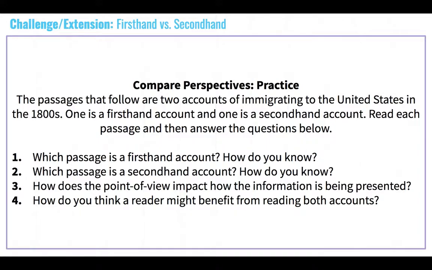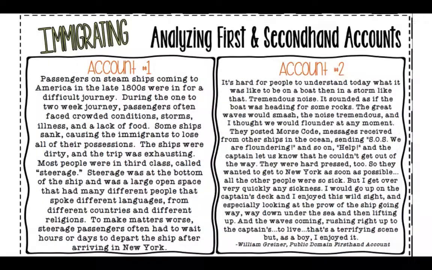If you would like to continue practicing first-hand versus second-hand accounts, here are two passages about immigrating to the United States in the 1800s. One of them is a first-hand account and one of them is a second-hand account. You will read each passage and then answer these 4 questions below. Again, this is an extension or challenge. This is optional if you feel like you would like to continue practicing first-hand versus second-hand accounts. And here are those 2 articles. These are also attached in your Google Classroom if you choose to continue practicing.